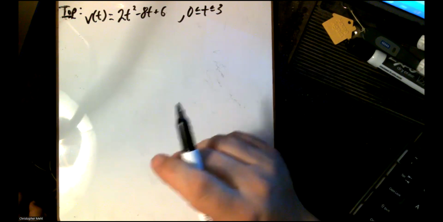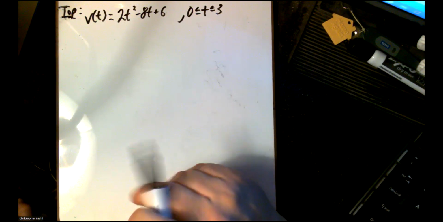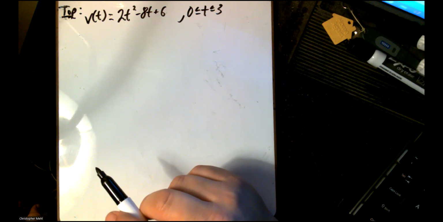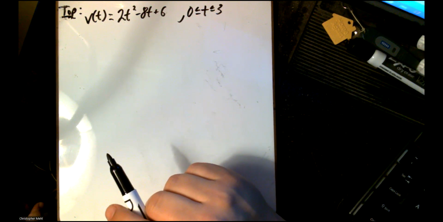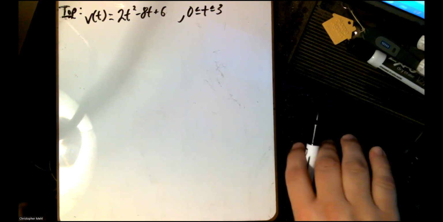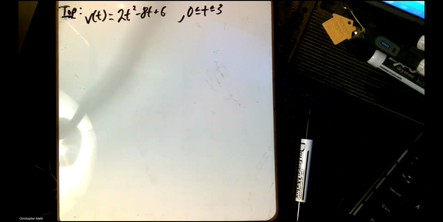Let's consider now an example. Suppose I have a jogger running along a straight road, and the velocity in miles per hour of this person is given by v of t equals 2t squared minus 8t plus 6. The first thing we want to do is graph the velocity function over this interval 0 to 3. And we want to know, when does the jogger move in the positive direction? When do they move in the negative direction?